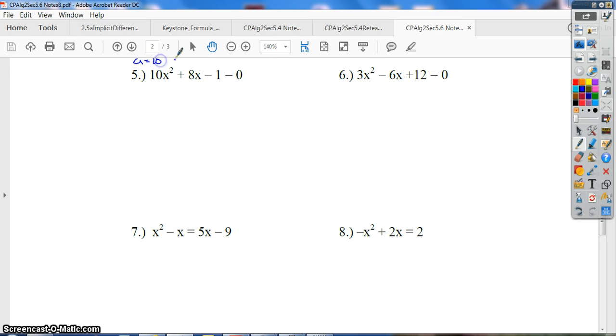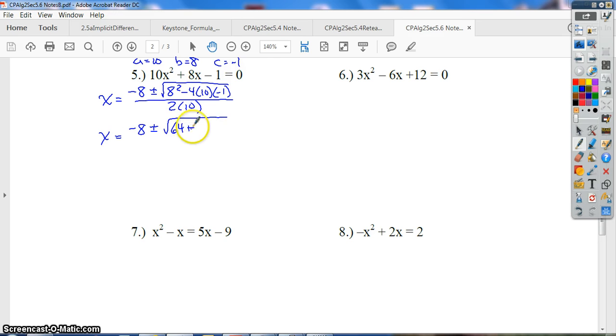If it feels like Groundhog Day, it's because it is. It's literally the same formula every time. Always establish your a, b, and c, and then we're going back to the formula that's at the top of the page. So here we go. x is equal to negative 8 plus or minus the square root of 8 squared minus 4 times 10 times negative 1, over 2 times 10. So I'm going to have negative 8 plus or minus the square root of 64 plus 40, all over 20. So here we go. Negative 8 plus or minus the square root of 104 over 20.